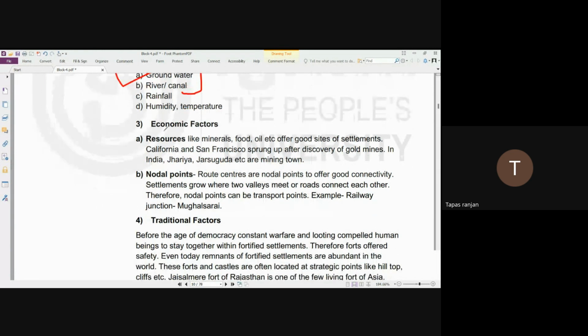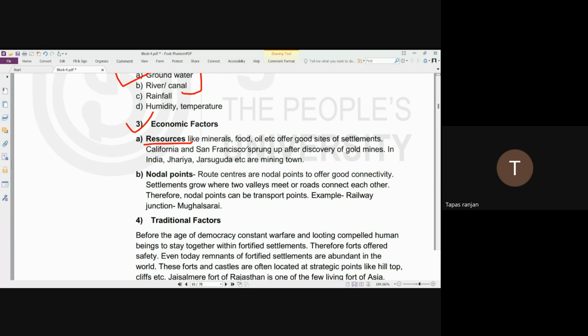So what are the different economic factors of site? It is basically the availability of resources. If abundant natural resources are found there, then a lot of people will be encouraged to choose that site as their settlement. Now what are the different natural resources? Just like mineral resources, food resources, or even oil. If all these kinds of resources are found in a certain region, then the settlement will grow and flourish.